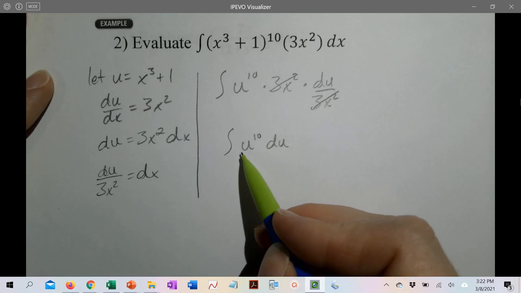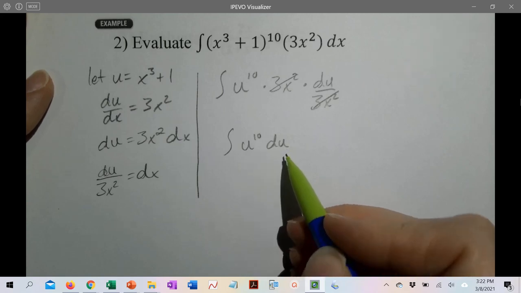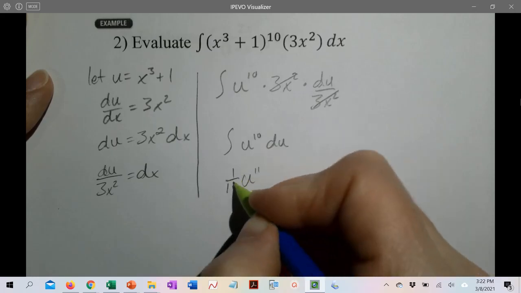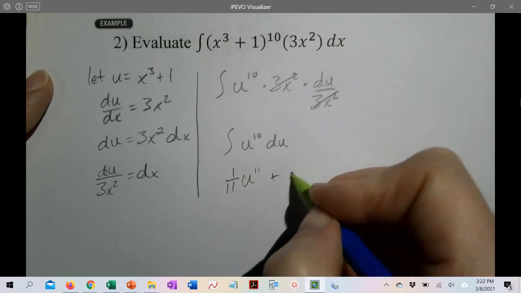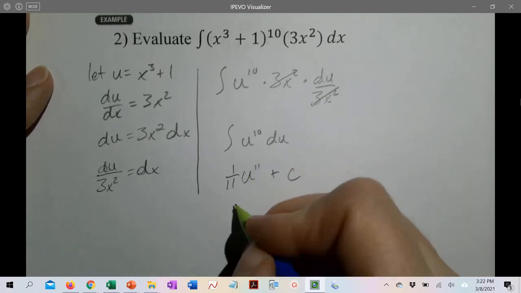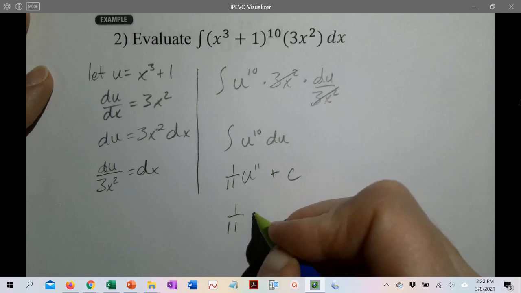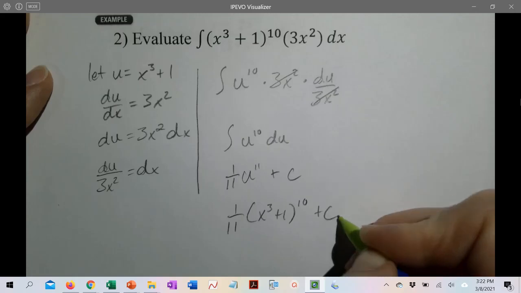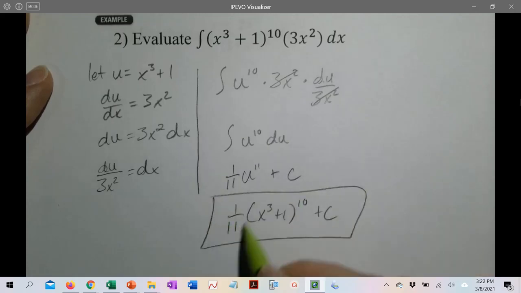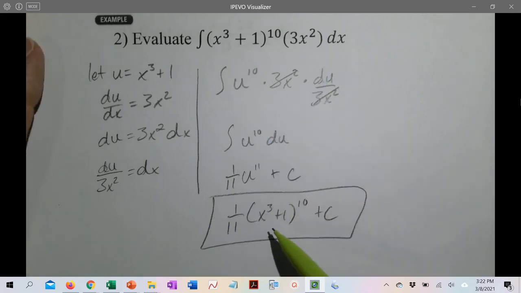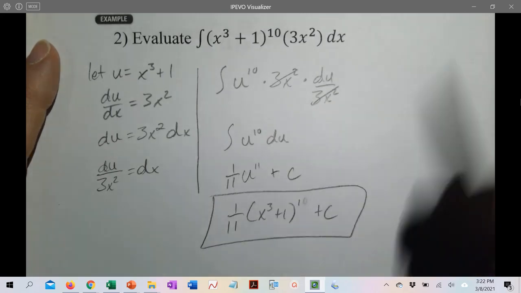And now everything is in terms of u, so I will do my antiderivative. So that's going to be u to the 11th power divided by 11, or we can do 1 over 11 times u to the 11th plus c. And then finally back substitute it in terms of x. So we'll have 1 over 11 times (x cubed plus 1) to the 11th power plus c. And you could find the derivative of this to see if you do in fact get that, and you have to use the chain rule. So, whoops, it's supposed to be 11.